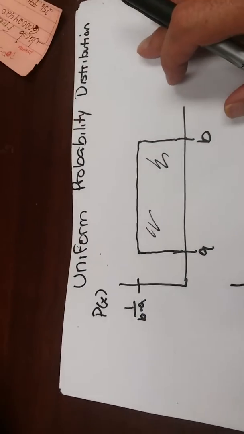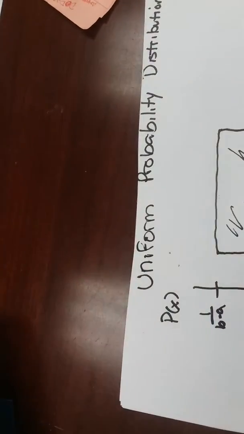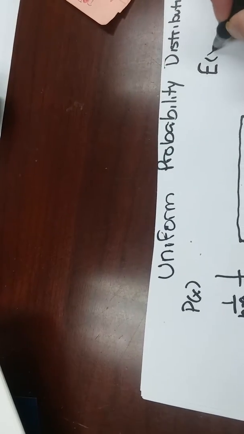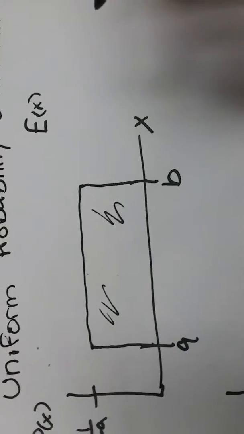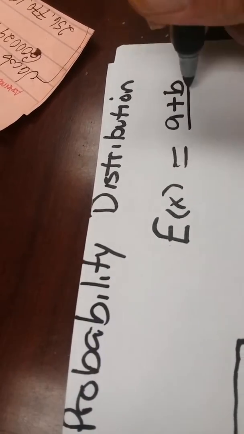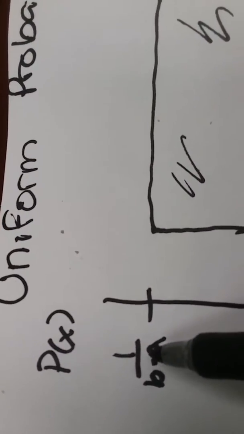Now, the expected value of x, and this is going to be the mean, that's x, is equal to a plus b over 2. Now, with the uniform probability distribution, the probability f of x for any value is 1 over b minus a. Okay, that is the box.